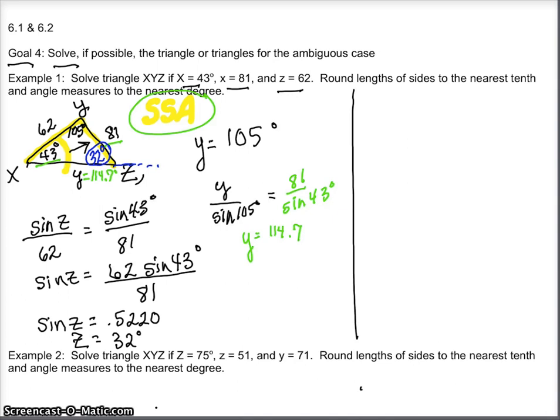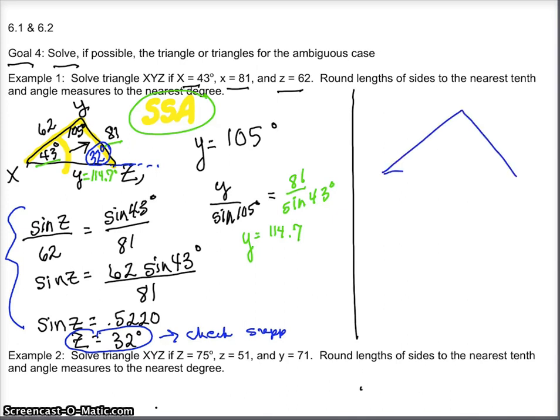Okay, how do I know that I'm finding the supplement of 32 and not 105? When we were solving this triangle, the first angle that we solved for was 32 degrees. So the first angle that you solve for is the one that you check its supplement. Okay, so let's do that. I'm going to draw the given information, X, Y, Z, 62, 81, 43. That's the given.